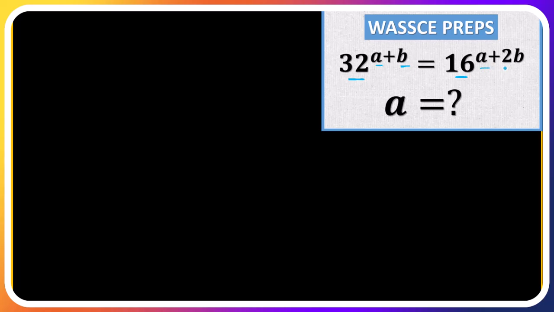So given the exponential equation 32 raised to the power a plus b equals 16 raised to the power a plus 2b, we are being asked to find the value of a. From the given equation, we have 32 acting as a base and a plus b acting as an index. On the right hand side, we have 16 acting as a similar base, and a plus 2b also acting as an index or power.